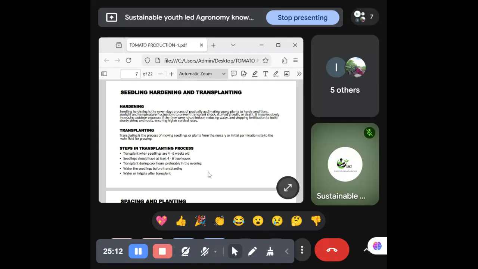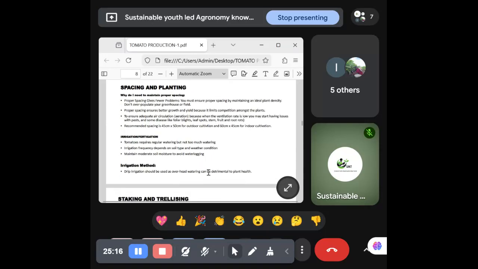The next slide. So on the next slide, spacing and planting. Spacing and planting still in line with the transplanting. So why do you need to maintain proper spacing? Proper spacing gives fewer problems.